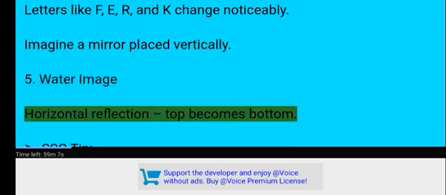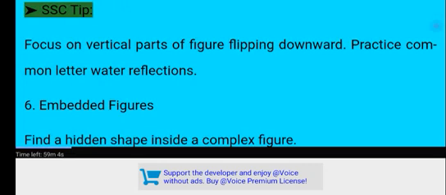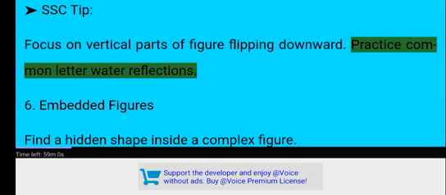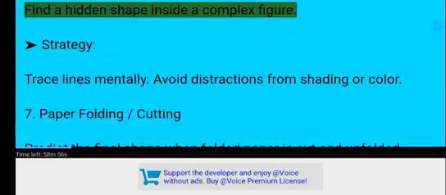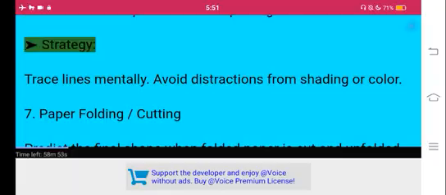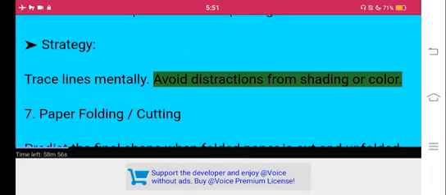5. Water image. Horizontal reflection, top becomes bottom. SSC tip. Focus on vertical parts of the figure flipping downward. Practice common letter water reflections. 6. Embedded figures. Find a hidden shape inside a complex figure. Strategy. Trace lines mentally. Avoid distractions from shading or color.